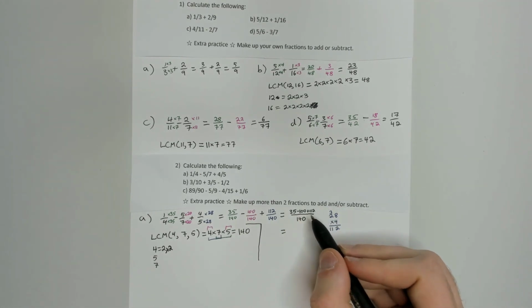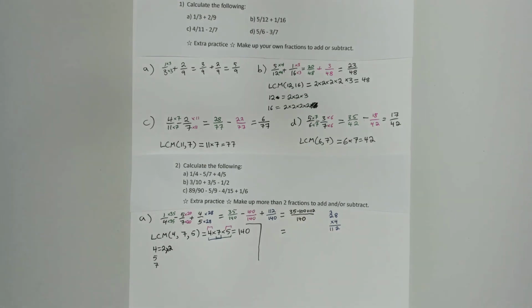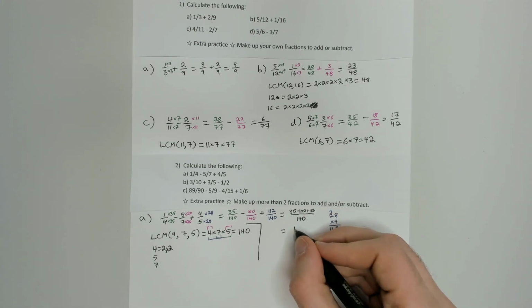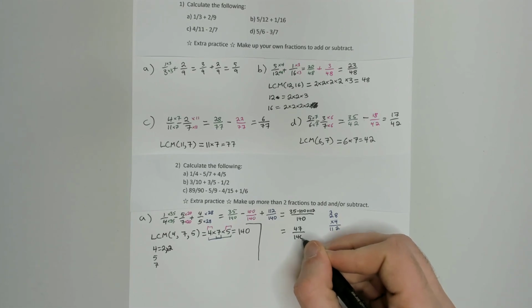So 35 minus 100 plus 112. Let's maybe do this minus 100 and 112 first. Minus 100 plus 112 is going to be just positive 12. And then plus 35 is going to be 47. So we get 47 out of 140.